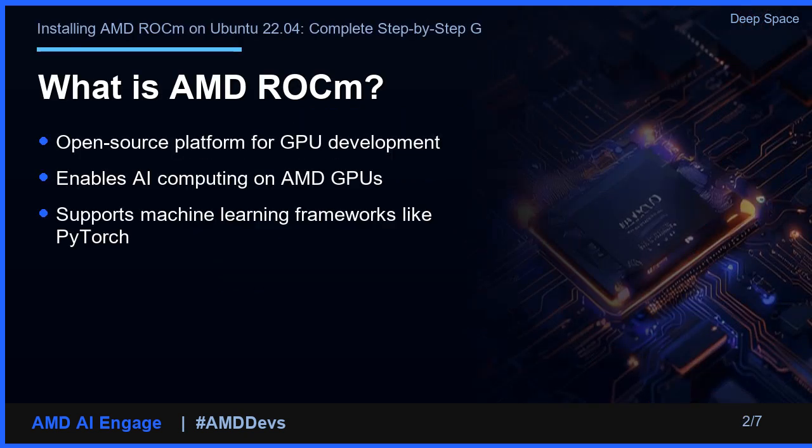AMD ROCm is an open-source platform designed to unlock the potential of your AMD GPU. It's a collection of tools and libraries that enable AI computing on AMD GPUs, making it an ideal choice for developers working with machine learning frameworks like PyTorch. With ROCm, you can tap into the power of your AMD GPU and accelerate your deep learning workloads.